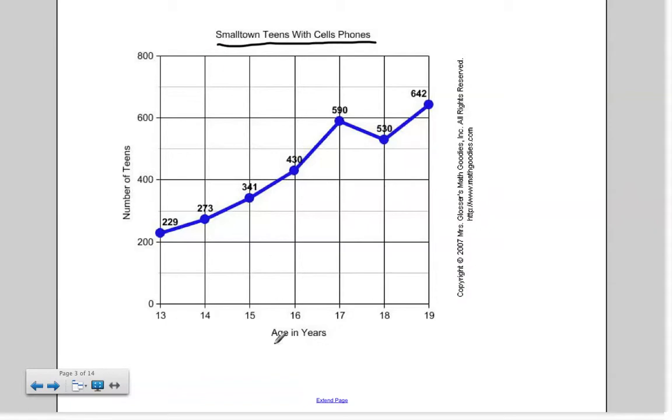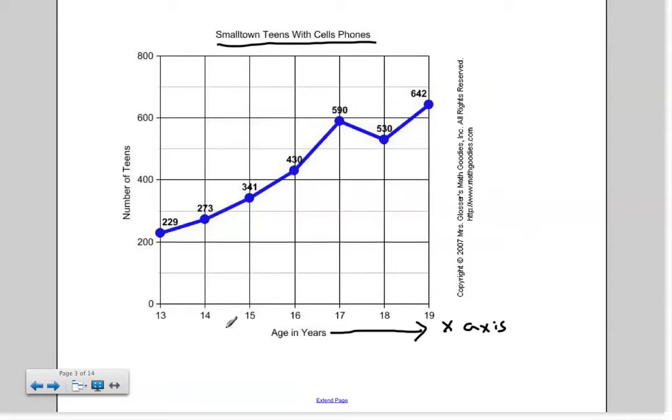The next important information is the age in years. So the kid who's 13, 14, 15, 16, 17, 18, 19. So this graph has to be talking about age in years. This is known as our x-axis. Now the x-axis is the horizontal line that runs across. The way I remember that x always runs across is that an x is just two lines that are crossed. So if it runs across this way, it is always your x-axis.